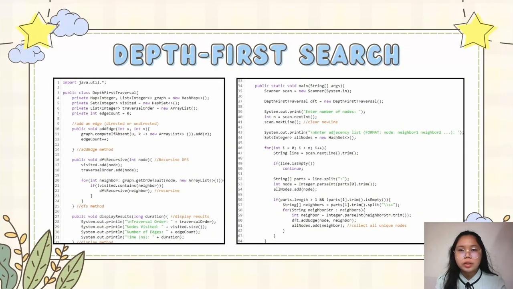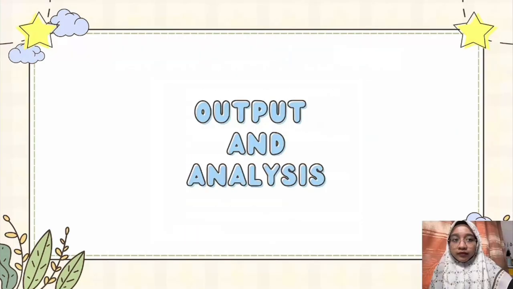In the depth-first search, the data structure implementation is the same as the breadth-first search. The only difference is in the method, where we use DFS(recursive integer node). We will perform recursive DFS. So that's all for our code.